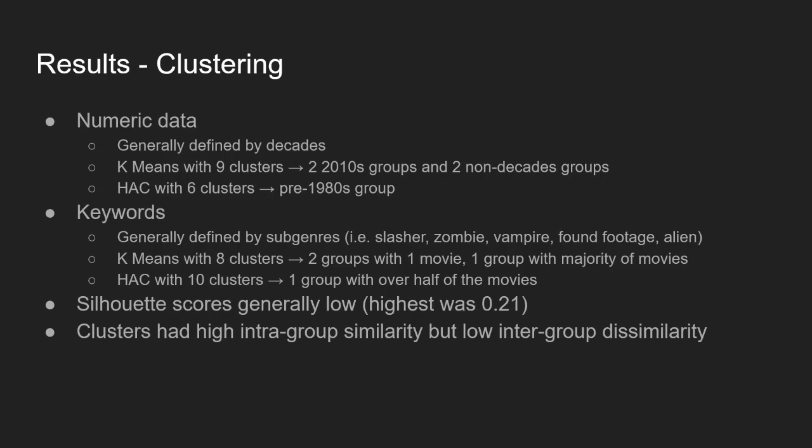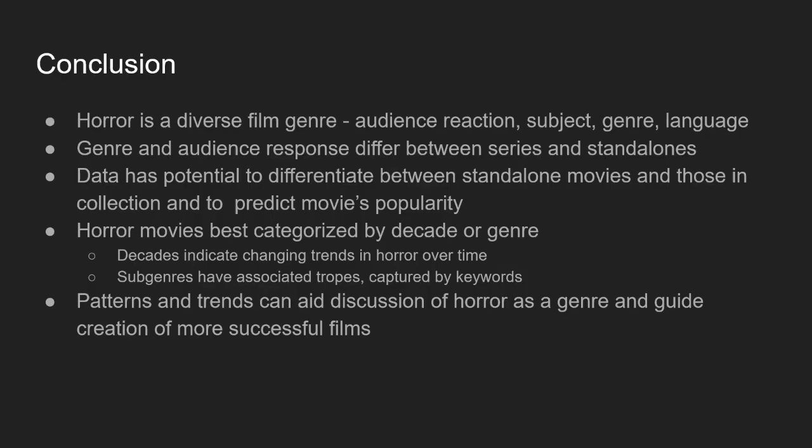K-means with 8 clusters resulted in 2 groups with only 1 movie and 1 group with the majority of movies, and hierarchical with 6 clusters resulted in 1 group with over half of the movies. The silhouette scores were generally low, with the highest being only 0.21. The clusters had high intergroup similarity, below intergroup dissimilarity. In conclusion, horror seems to be a diverse film genre in terms of audience reaction, subject matter, genre, and language.